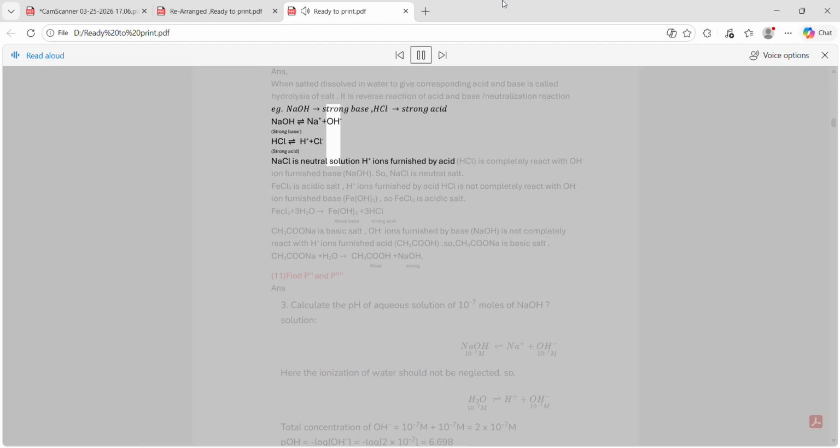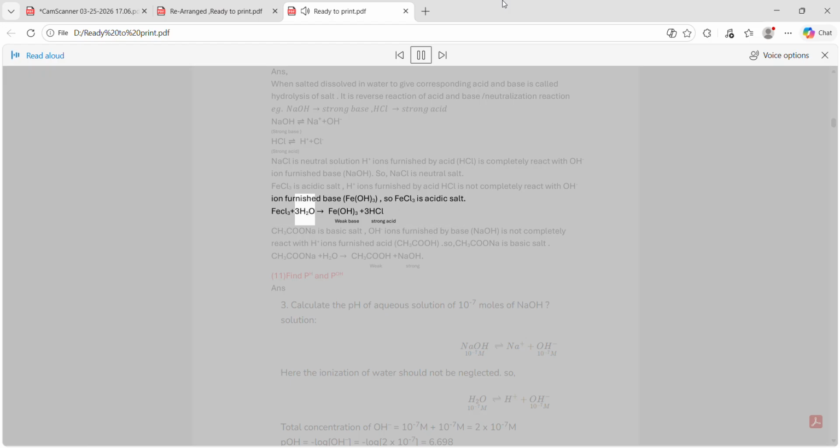NaOH → Na+ + OH-, strong base. HCl → H+ + Cl-, strong acid. NaCl is a neutral solution. H+ ions furnished by acid HCl completely react with OH- ions furnished by base NaOH. So, NaCl is a neutral salt. FeCl3 is an acidic salt. H+ ions furnished by acid HCl do not completely react with OH- ions furnished by base Fe(OH)3. So, FeCl3 is an acidic salt.